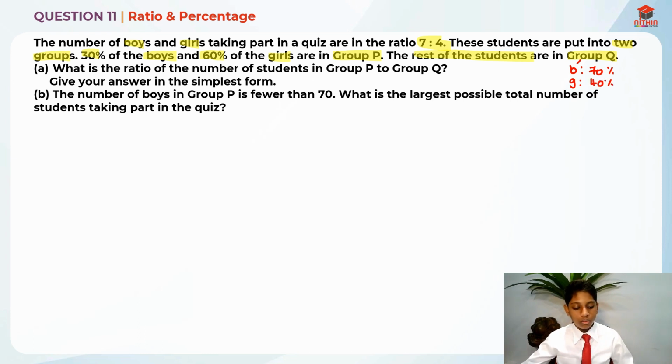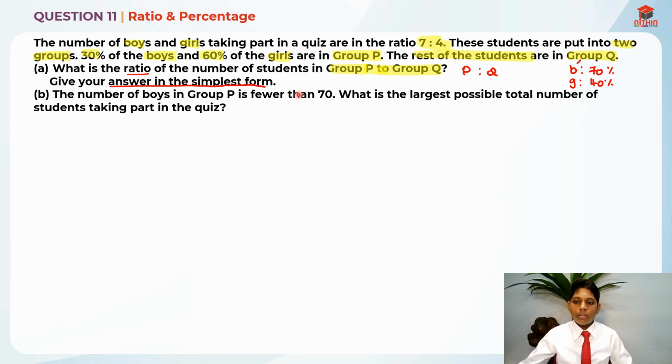girls in group Q. Okay, so first question, what is the ratio of the number of students in group P to group Q? So they are asking for P is to Q. Give your answer in simplest form.